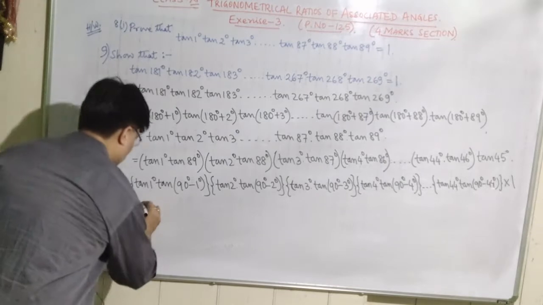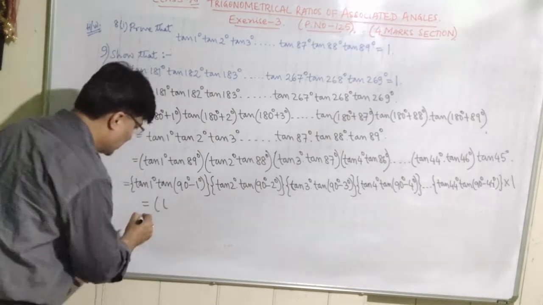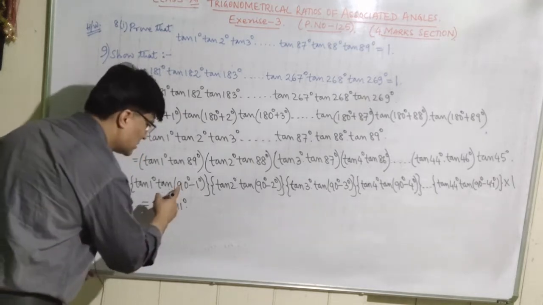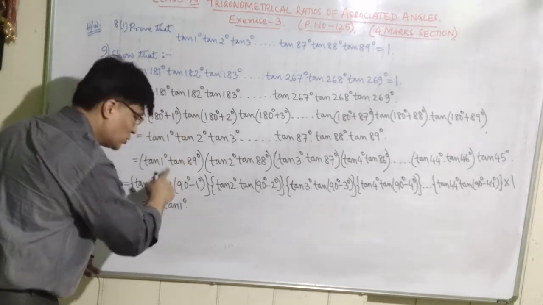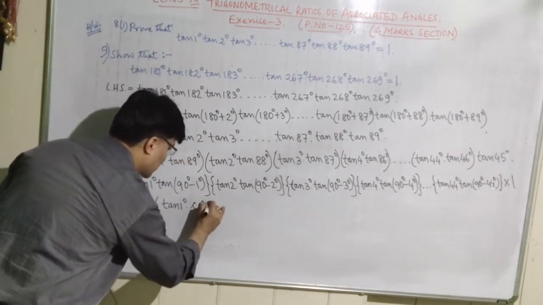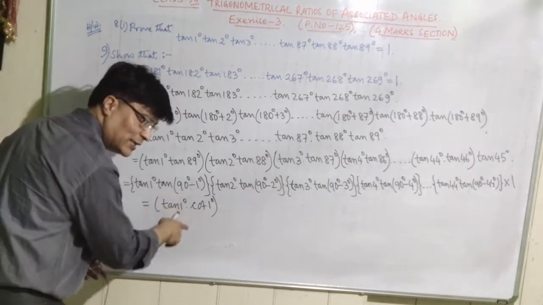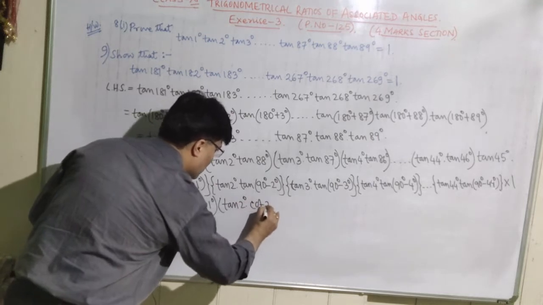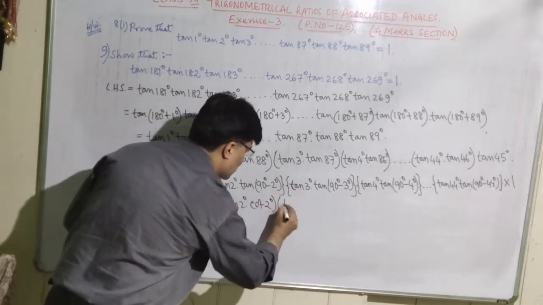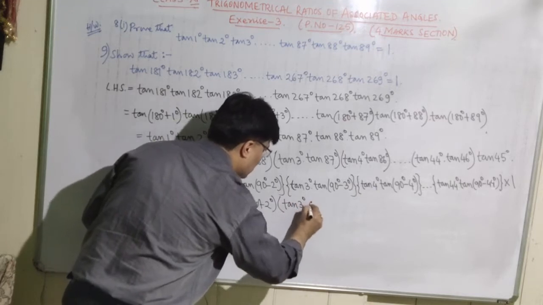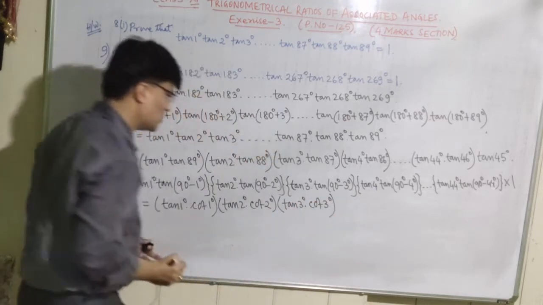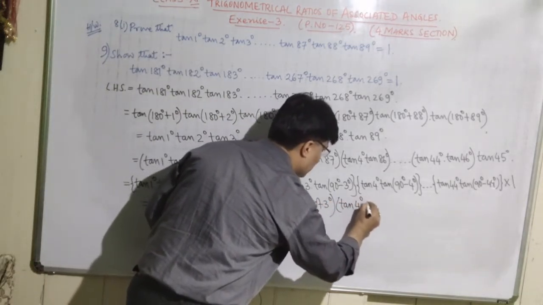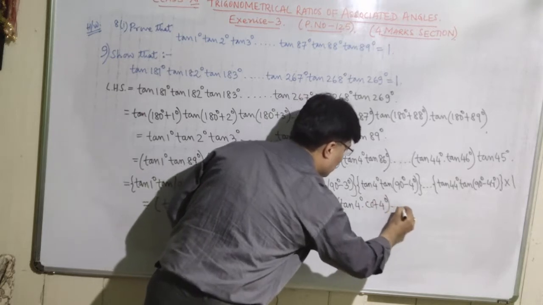Okay. So within bracket, now what is the formula here? This is tan 1 degree into, what is tan 90 degree minus 1 degree? This lies in the first quadrant, so it is cot 1 degree. This is the formula. That is tan 90 minus theta is cot theta. Similarly, this is tan 2 degree into cot 2 degree. Here also, this is tan 3 degree into cot 3 degree. So it is tan 4 degree into cot 4 degree, dot dot dot.